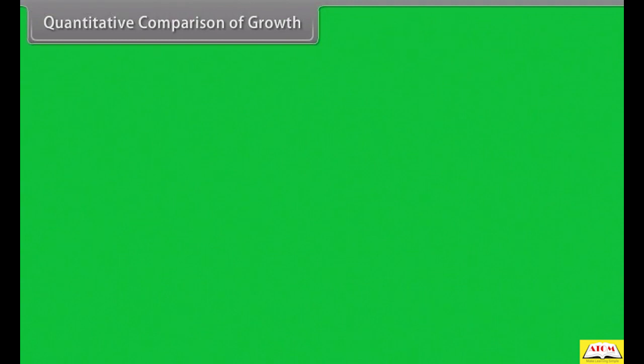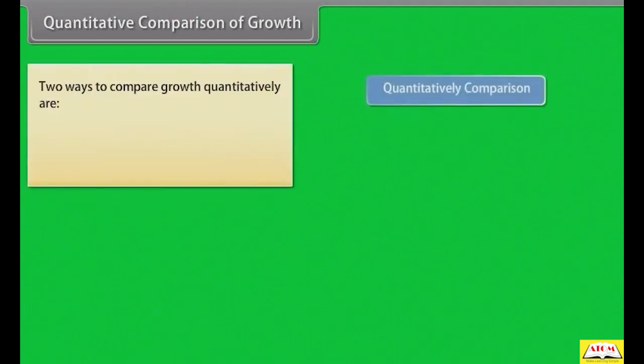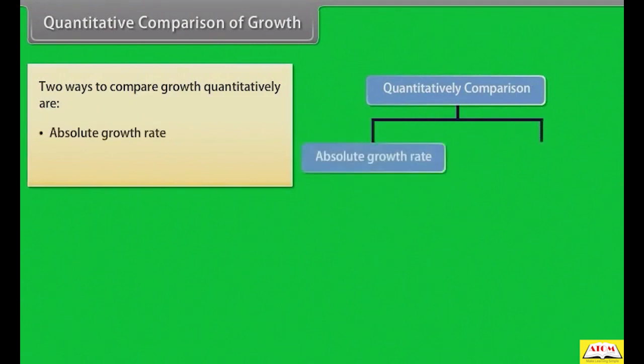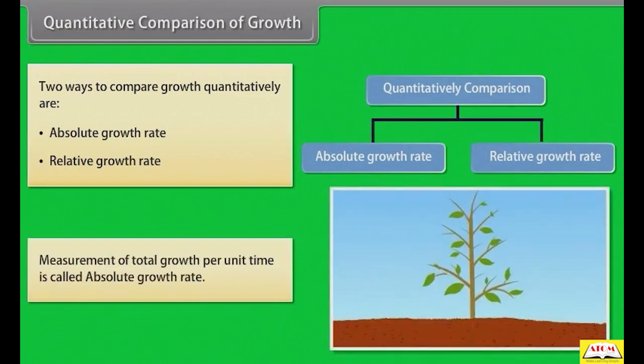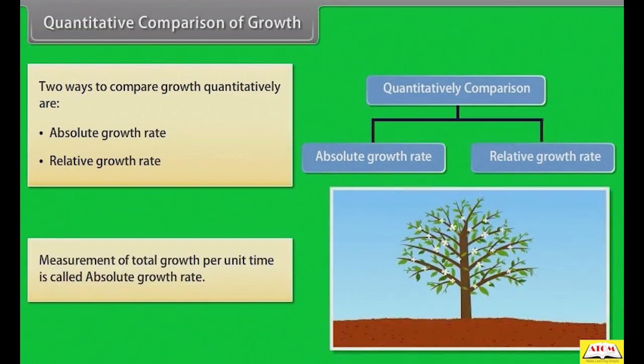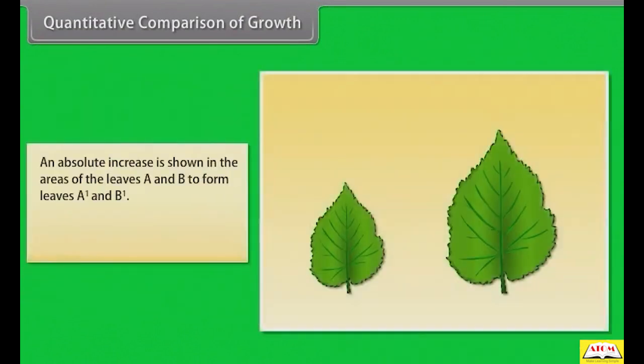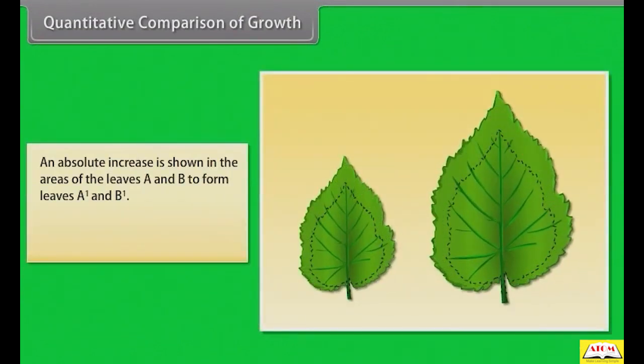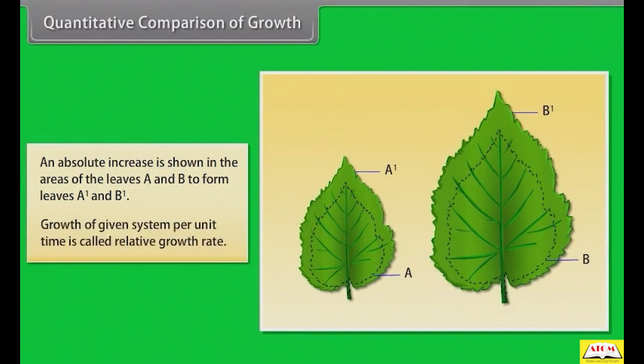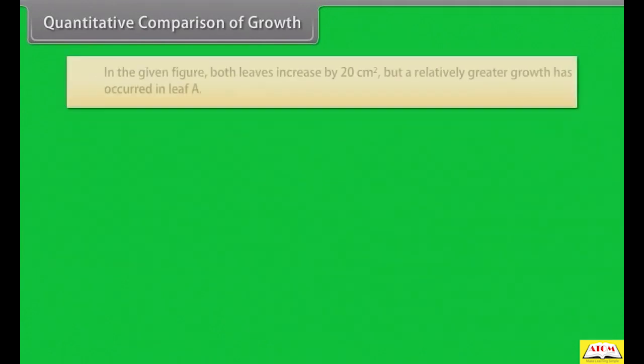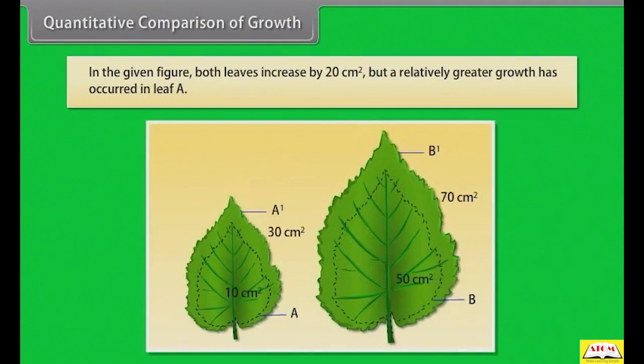Quantitative comparison of growth. Two ways to compare growth quantitatively are absolute growth rate and relative growth rate. Measurement of total growth per unit time is called absolute growth rate. An absolute increase is shown in the areas of the leaves A and B to form leaves A1 and B1. Growth of given system per unit time is called relative growth rate. In the given figure, both leaves increase by 20 centimeter square, but a relatively greater growth has occurred in leaf A.